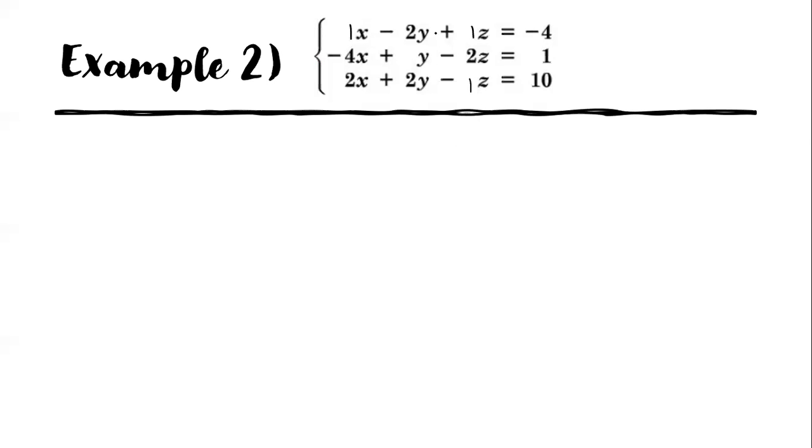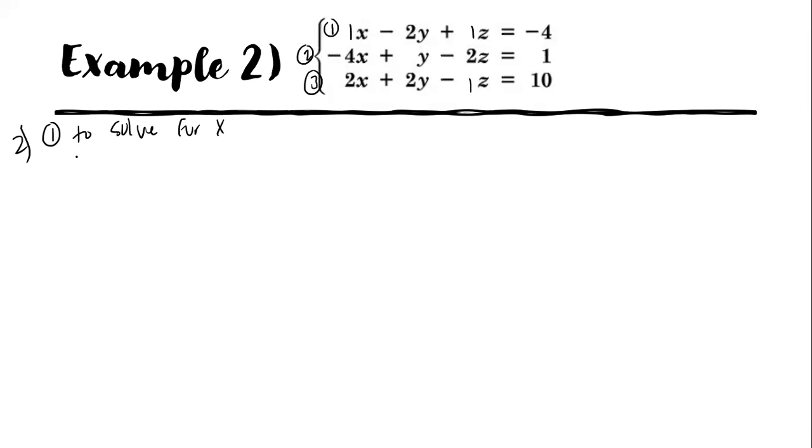I may solve with x and someone else may solve with z. It does not matter. I'm going to go with x because I'm just used to getting x by itself. I'm going to number the equations so that when I reference them, I know what I'm talking about. Now I'm going to begin. Step 2, I'm going to use equation 1 to solve for x.